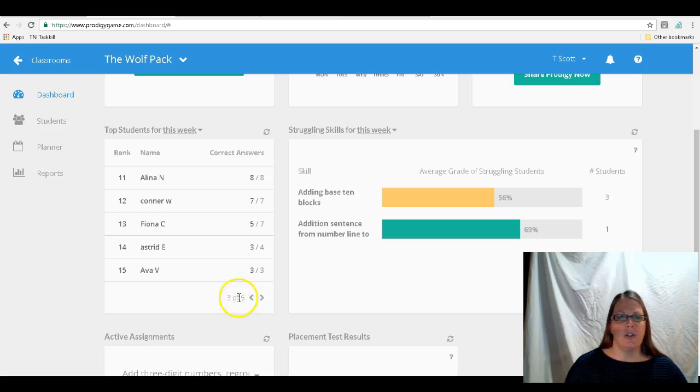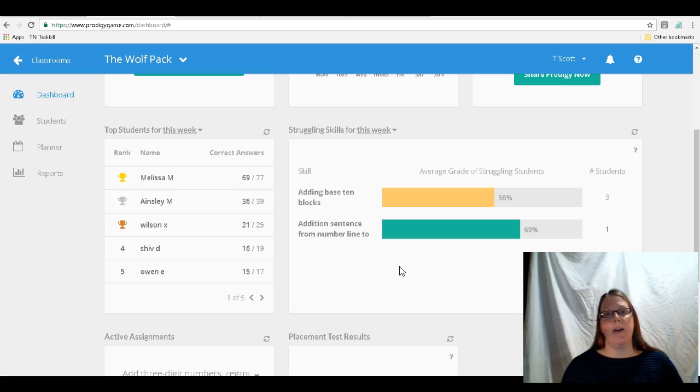Down below we have an area that outlines the top students for the week. So they rank your students in order from top to bottom. And what's important to remember about this area is they tell you how many questions your students are answering, and then actually how many of the ones that they've answered they're answering correctly.